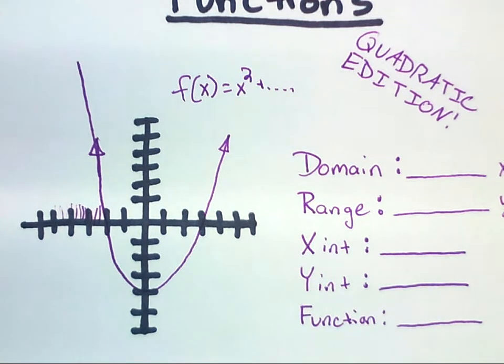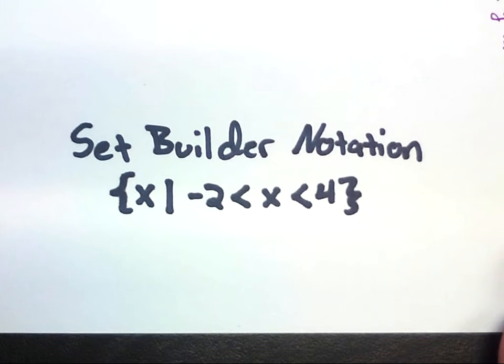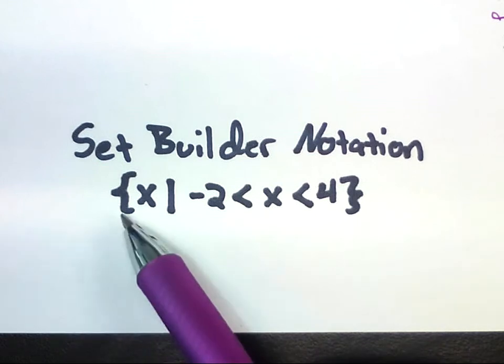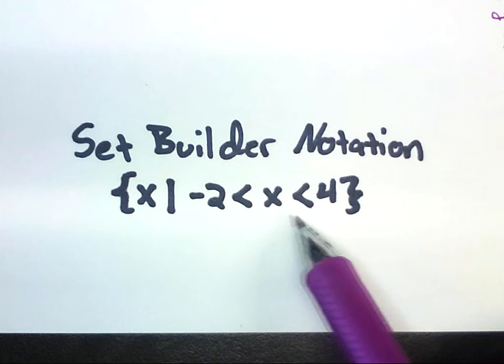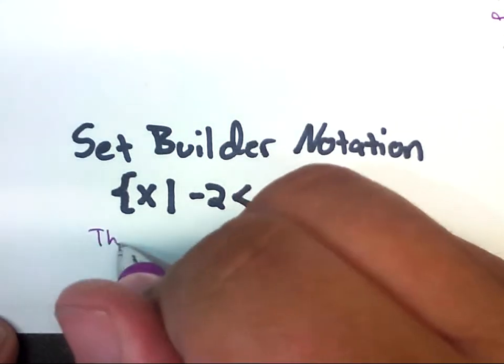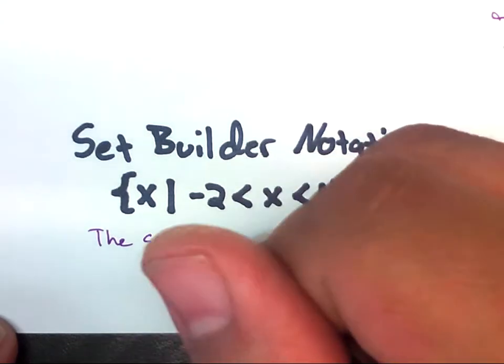Now we also need to talk about how to exactly write our domain specifically, and to do that we need to talk a little bit about set builder notation and what it exactly is. I have an example here of set builder notation, and I'm just going to go ahead and read it first. So this says the set of all numbers x such that x is between -2 and 4. The little brackets mean the set, and that just tells you, hey, I'm working with a set of numbers here, just get ready.